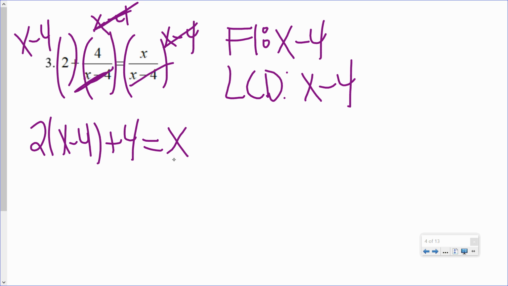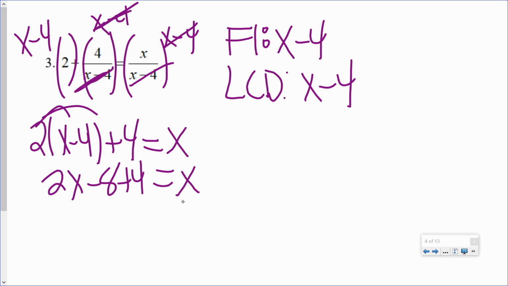Fractions are gone. To get rid of fractions, multiply by my LCD. From here, I just solve my linear equation, which we've been doing since 7th grade. I distribute, I combine like terms, I bring all the x's to one side.